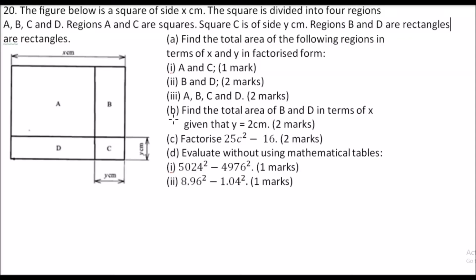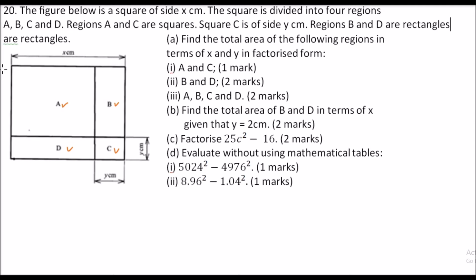Number 20. The figure below is a square of x centimeters. So from here to here it is x, and from here to here it is x centimeters. The square is divided into 4 regions. So we have A, we have B, we have C, and we have D.